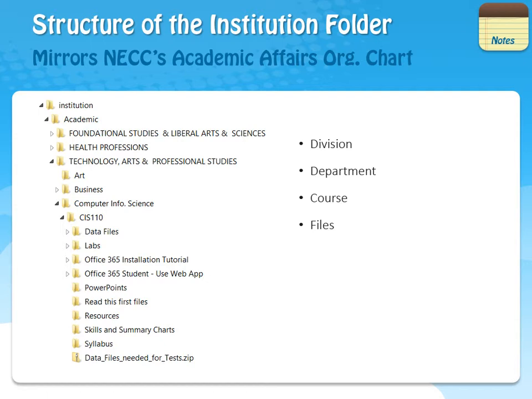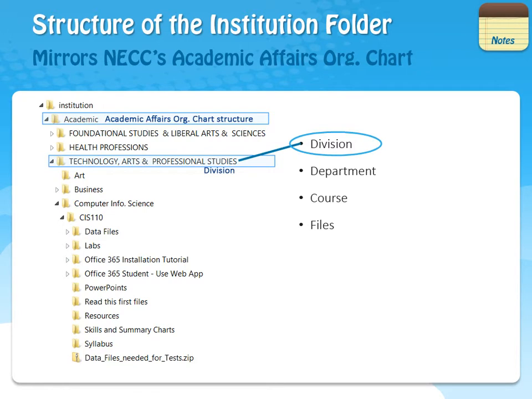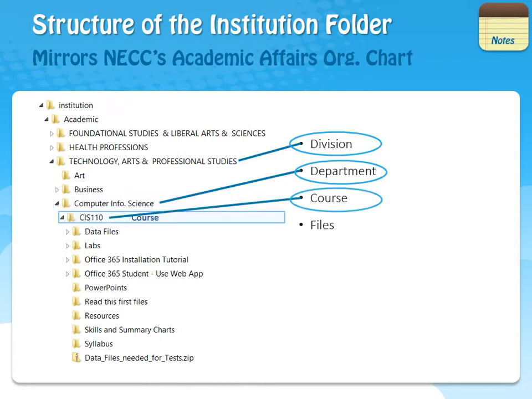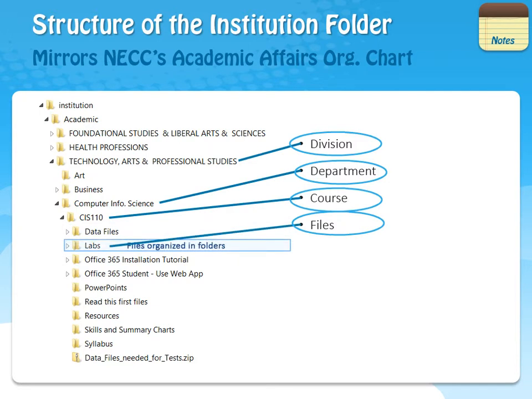So when we expand the institution folder, we see that the next subfolder is Academics. When we expand Academics, we see the divisions. And when expanding divisions, we then see the departments within the division. And upon expanding departments, we see courses. Finally, inside courses are files and subfolders.